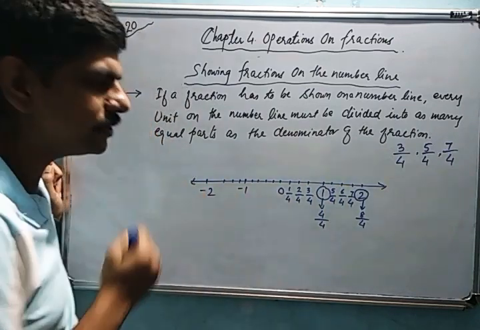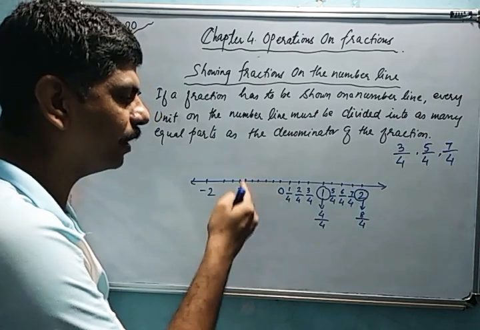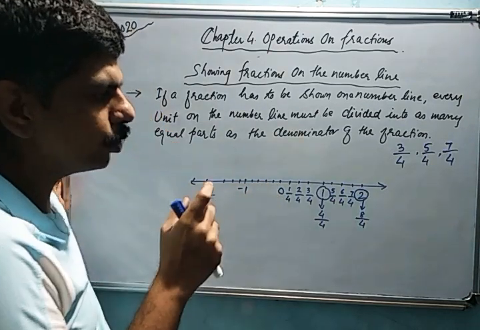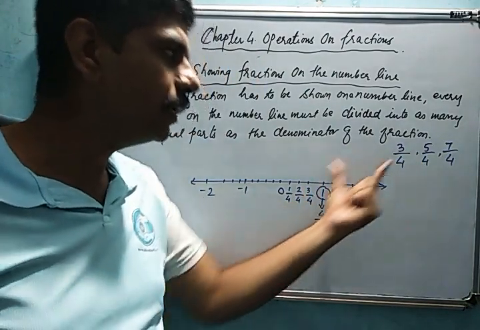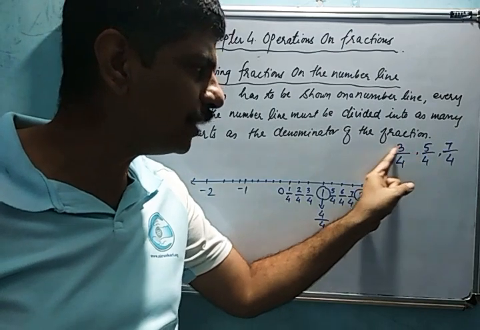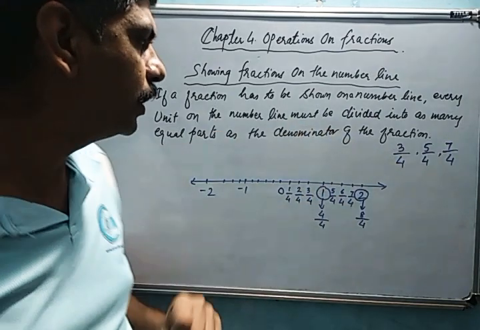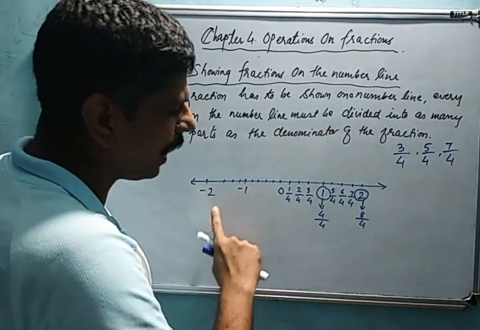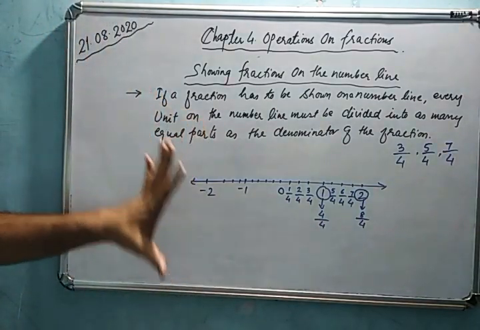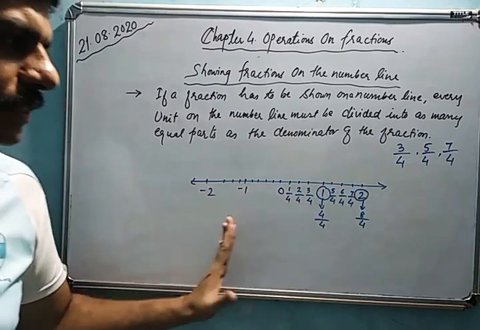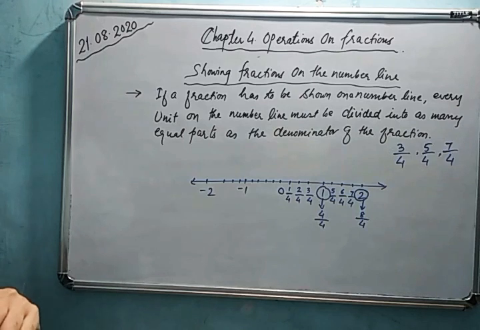If you move towards the left hand side of 0, the same procedure will be followed. Minus 1 by 4, minus 2 by 4 and so on. So we have to remember that whenever we have to represent fractions on the number line, you have to divide each unit into equal parts given by the denominator of the fraction. So here the denominator of the fraction is 4, so I have to divide each unit by 4. So note down the concept. If you do not draw this number line, it's okay. The important thing is that you note down this heading and the fundamental.